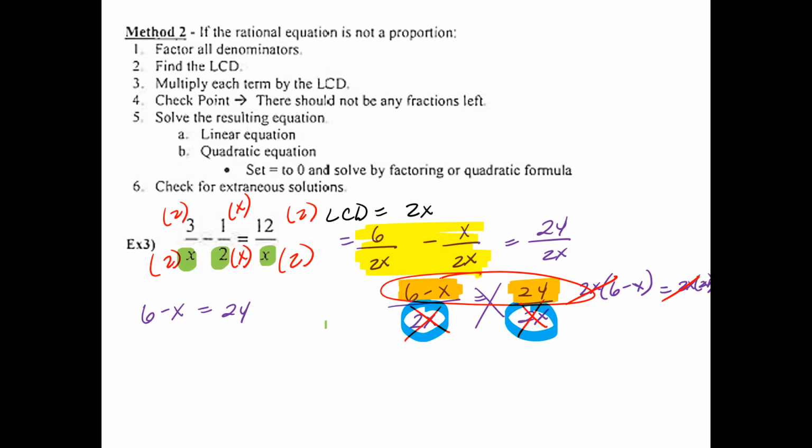So now let's go ahead and solve for this. I have negative x equals 24 minus 6, which gives me 18. Positive x equals negative 18. And that's your answer. The last step is to make sure your answer does not make the denominator 0, and in this case, it doesn't. So your answer is just negative 18. And that's how you solve rational equations.